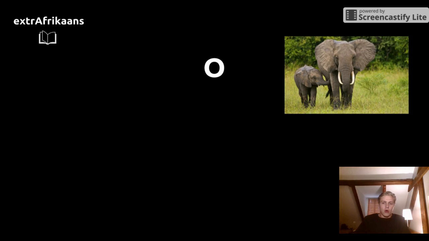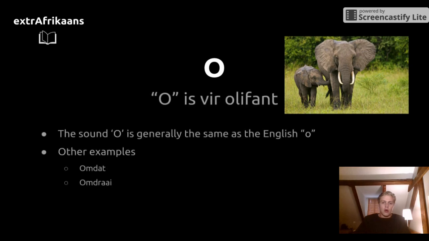Next, we have o. O is for olifant. The sound o is generally the same as the English o, although it can change depending on the context, but generally speaking, it sounds the same. Other examples of this sound include omdat, which means because, and omdraai, which means to turn around.